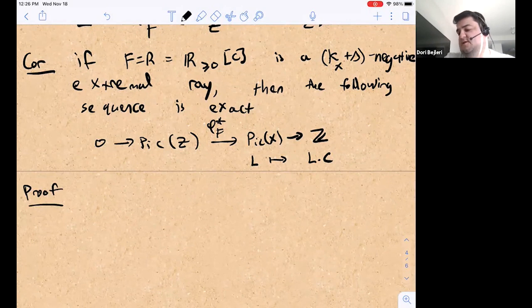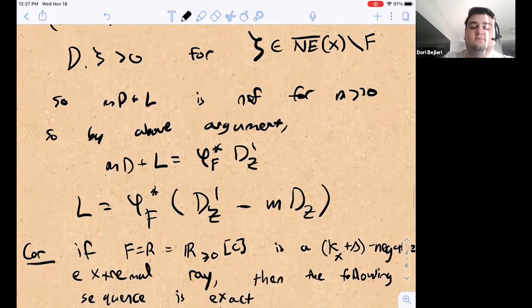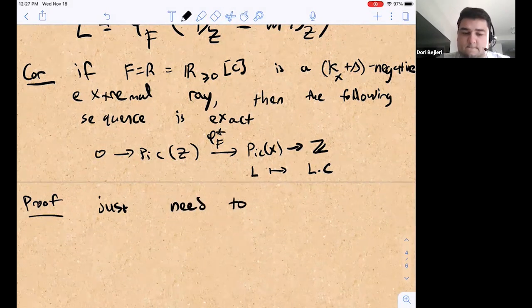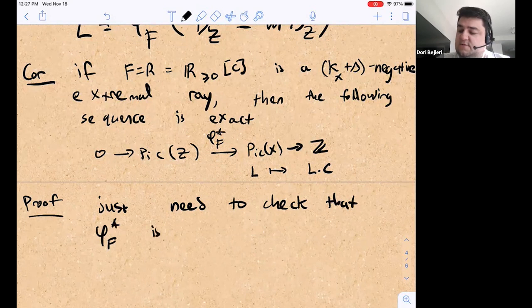So there are two things we want to check. We want to check that phi F upper star is injective, and that L is in the image of phi F upper star if and only if L dot C is 0. The second statement is just exactly what we proved up here. It's exactly part C of the cone theorem. So we just need to check that phi F upper star is injective, since exactness in the middle was step 9.